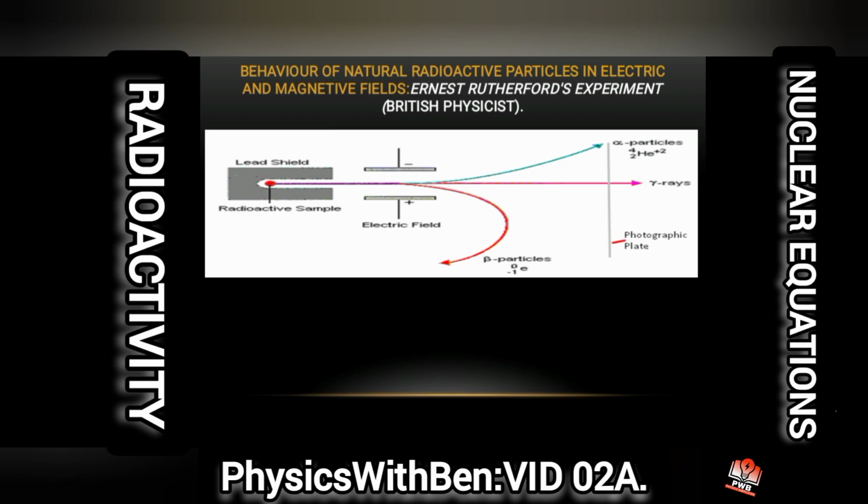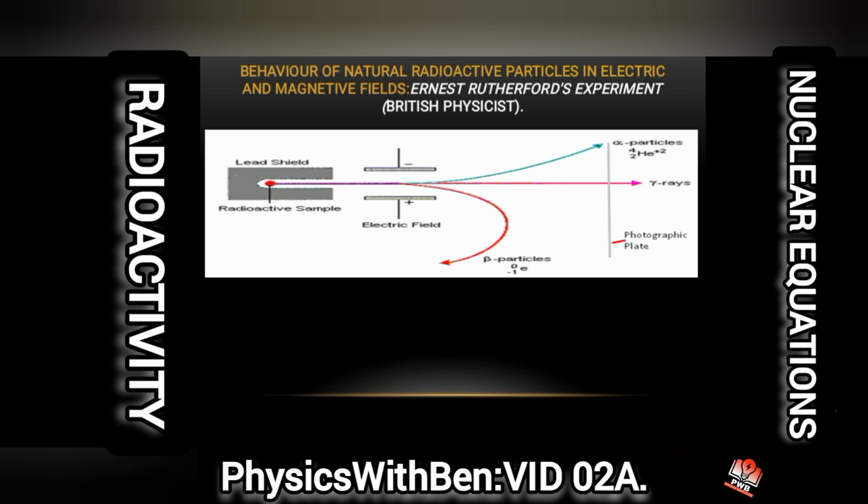Then the other one deviated toward the negative, and that was the alpha particle, the helium nuclei. With the helium atom. Look at it here. And then the other one deviated to the positive, and this was the beta particle. And so for this reason, we said the beta particle has a negative charge, while the alpha particle has a positive charge, and the gamma radiation has no charge.